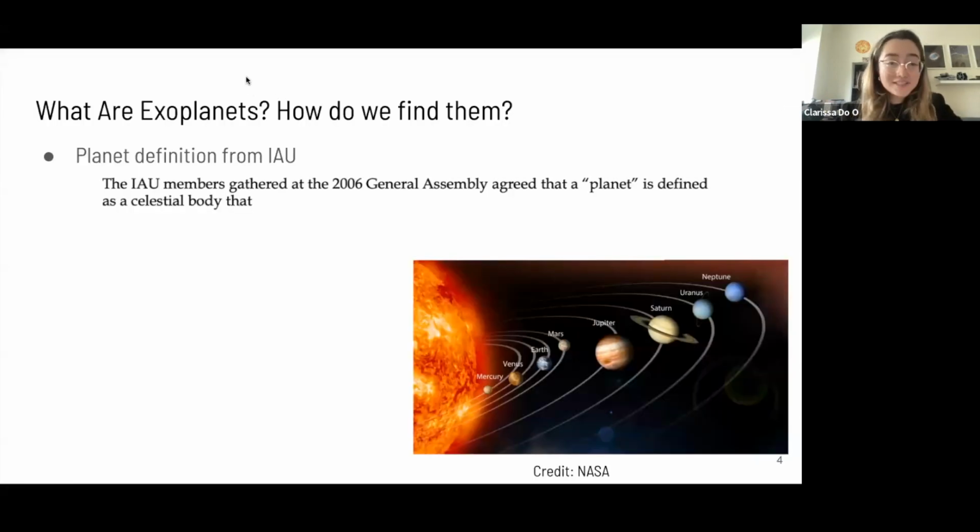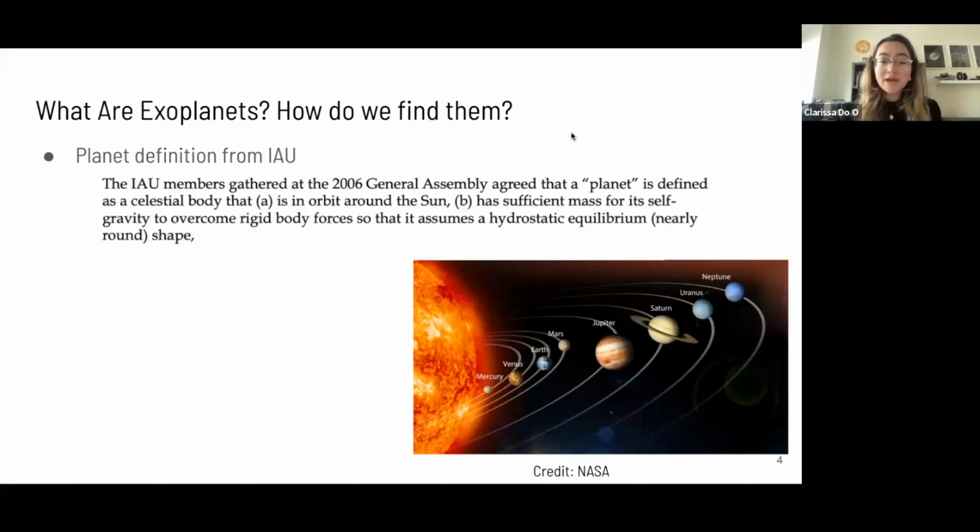So first, let's define what a planet is and then what an exoplanet is. Here I have a screenshot of the planet definition from the IAU, the International Astronomical Union. In 2006, the members gathered and agreed that a planet is a celestial body that is in orbit around the sun, has sufficient mass to have a nearly round shape, and has cleared the neighborhood around its orbit.